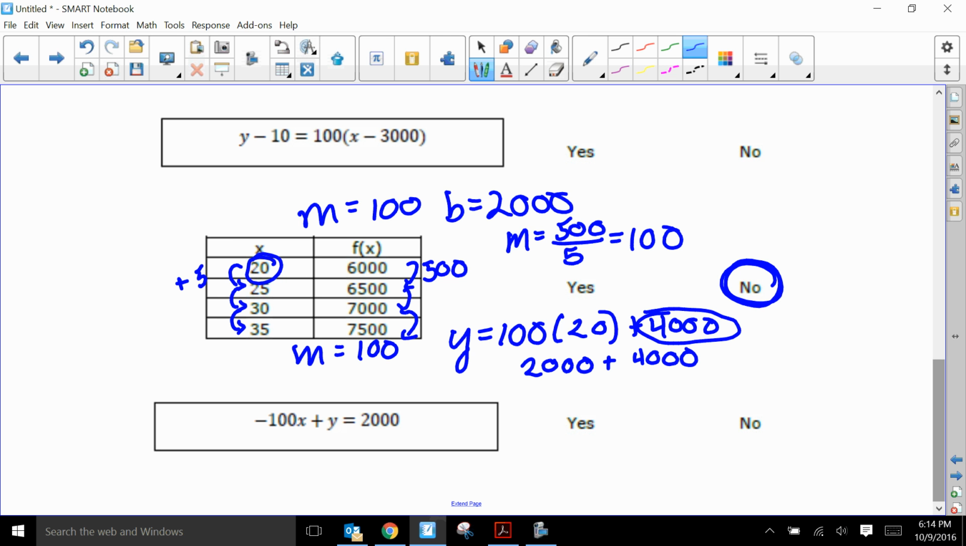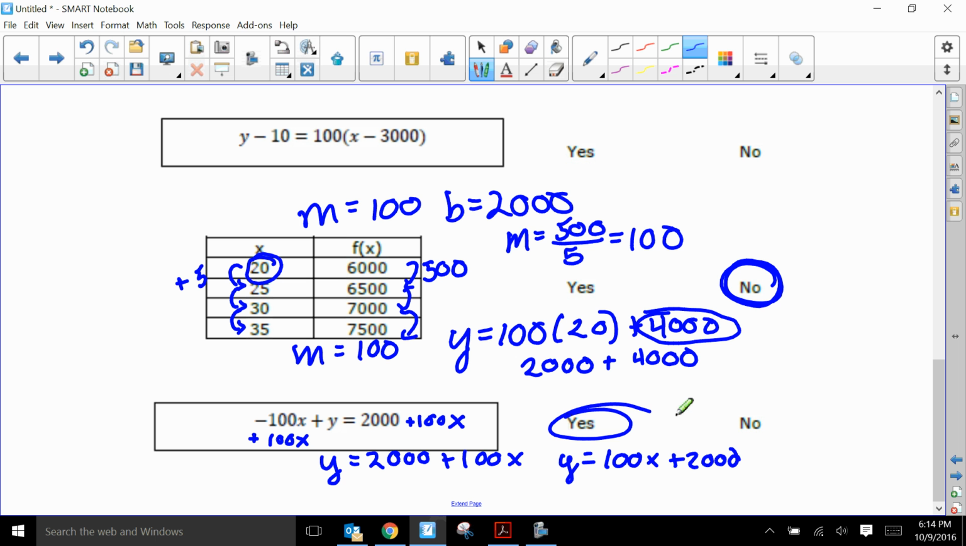Okay, so let's look at the last one. Again, I need to solve for y because I have x over here next to y. So this one's in standard form. So I'm just going to add 100x on both sides. And then I would have y equals 2,000 plus 100x. So I can see if I rewrite this, y equals 100x plus 2,000, I have the same function. So yes, this one would work because I have a slope of 100 and a y-intercept of 2,000.